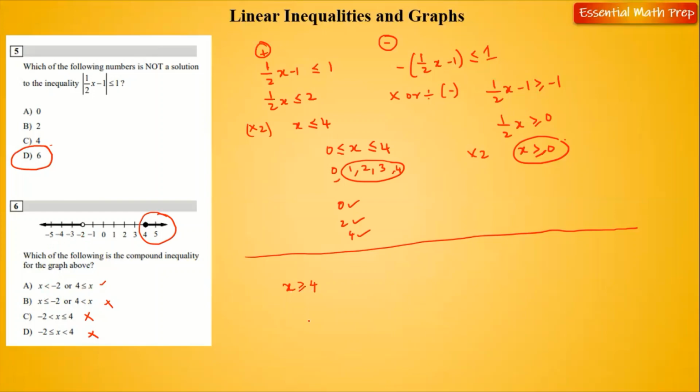Here, x is less than -2, and that also works.